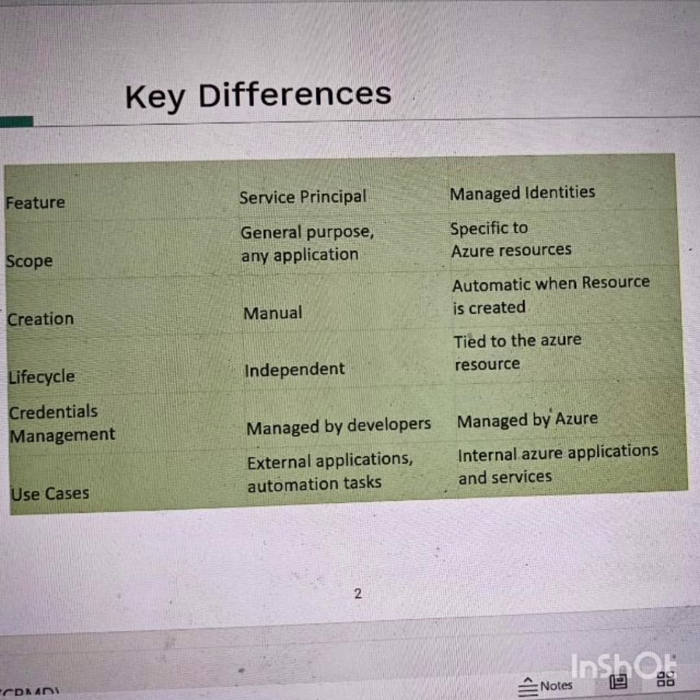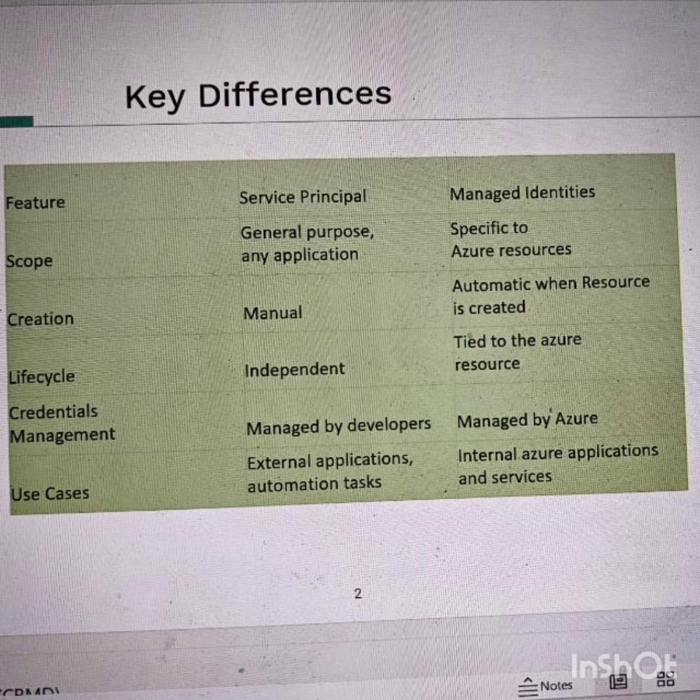With regard to the life cycle, the service principal is independent and it has to be deleted manually. But the managed identity's lifecycle gets tied to the Azure resources. They get deleted when the resources are deleted.